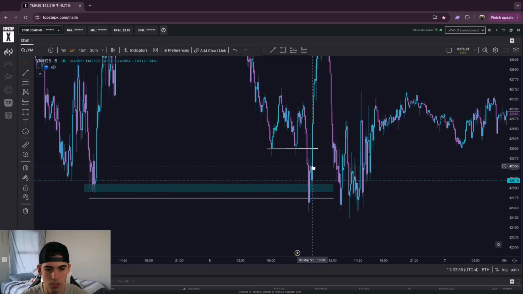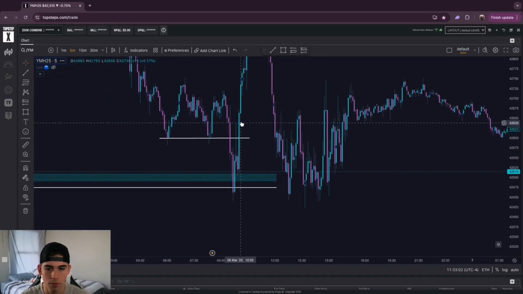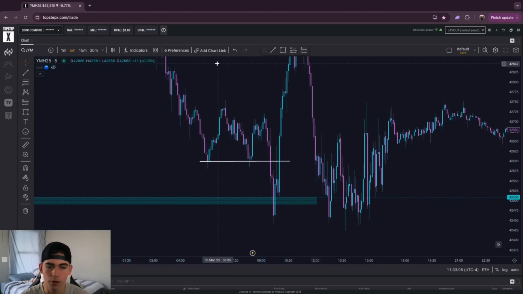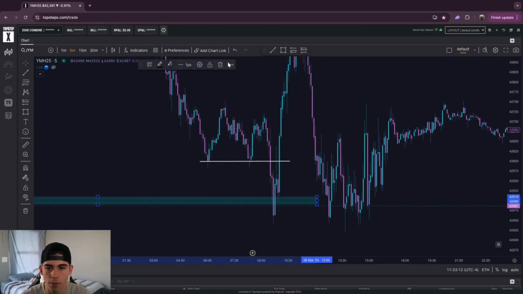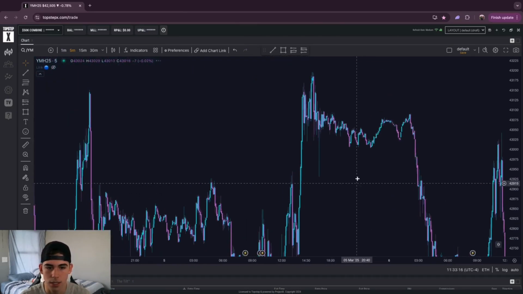But like this, it came down and swept out this low right here. Swept it out and then started breaking structure to the upside, and then just started pushing up. So that's basically, it's really simple. Look for areas of liquidity, support and resistance, things like that. Now let's go to a buy example, where you'd target London lows, London highs, things like that.